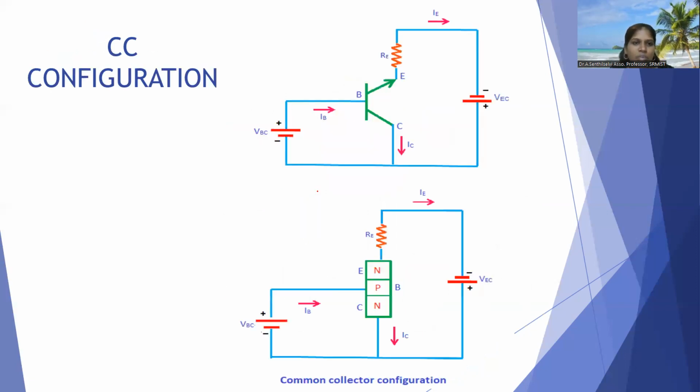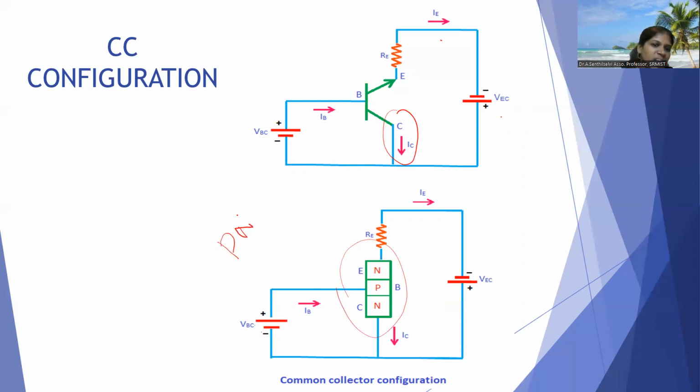Okay. Next, we are moving to the common collector configuration. In a common collector configuration, the collector is the common terminal between both the input and output. See, here also we note down the input current, output current, input voltage, and output voltage. For all the configurations, I only explained the NPN configuration.